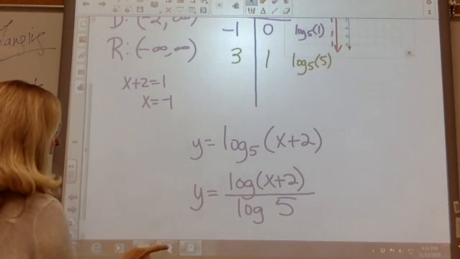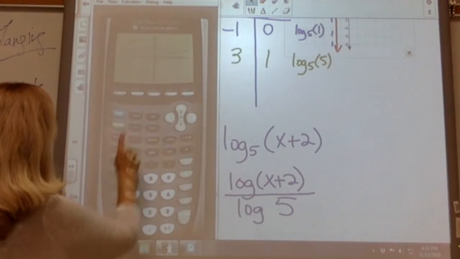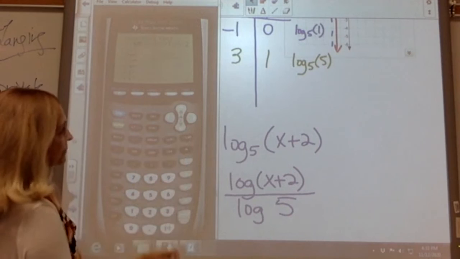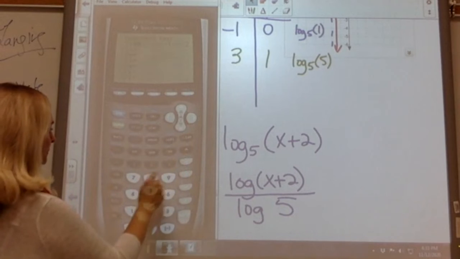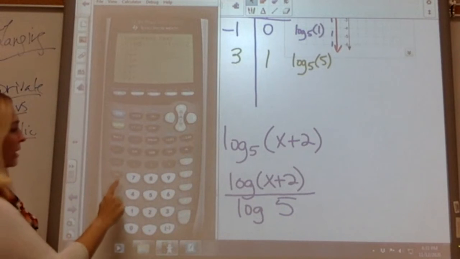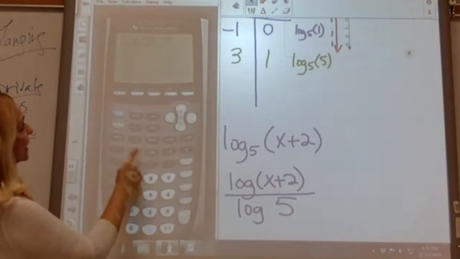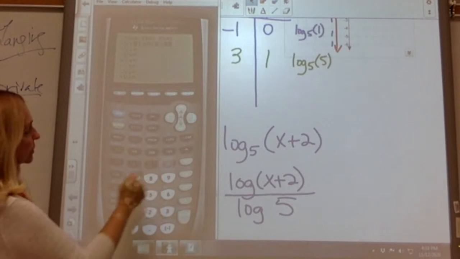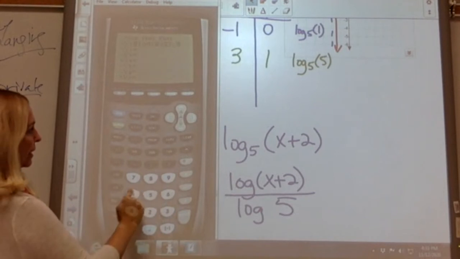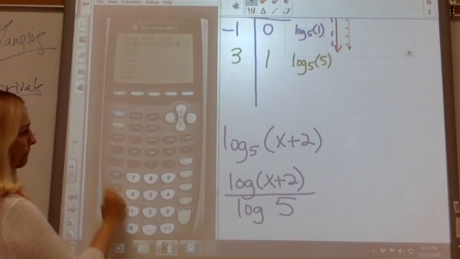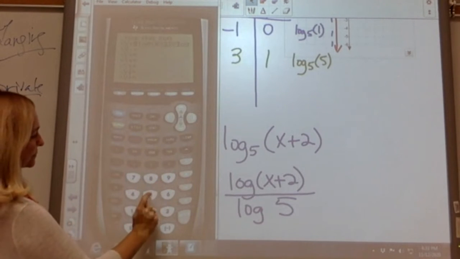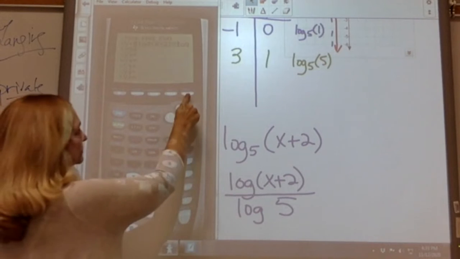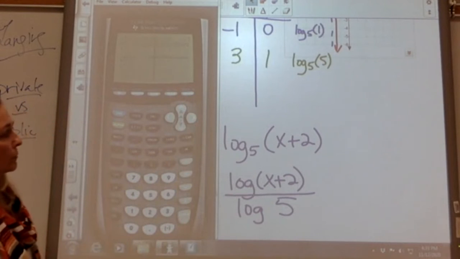Okay. So now on my calculator, I can go to this. I've already typed it in, so I'll clear it for you. Here's my log button, just the plain log. I type in log, and it brings up parentheses. I type in x plus 2, divided by log of 5. And then I'm going to close that parentheses. And then when I hit graph, it would draw it for me.